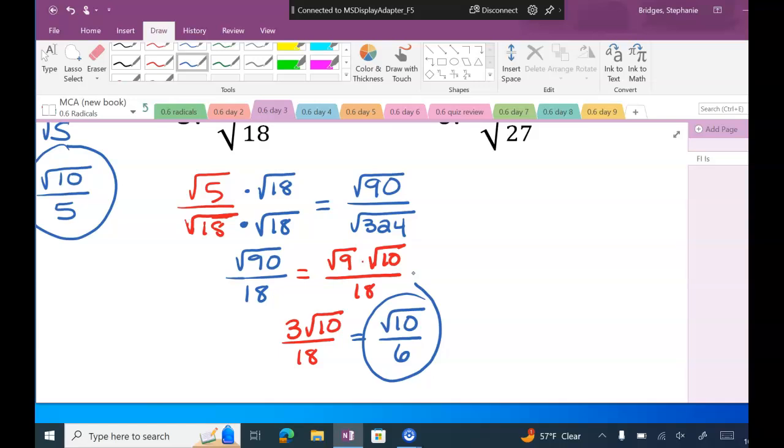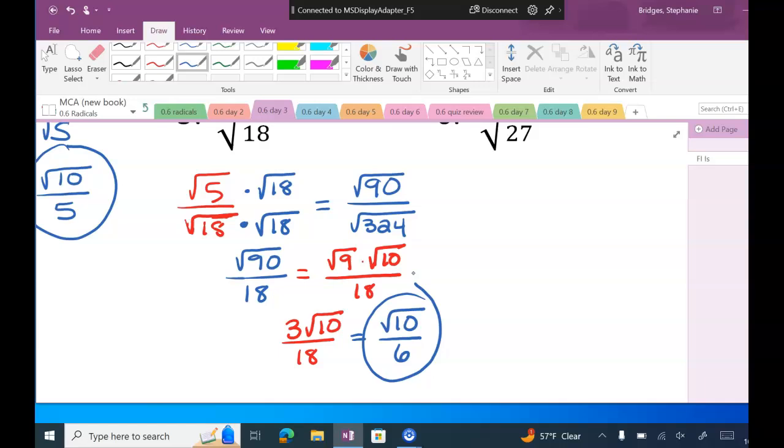3 times 1 is 3. Square root of 2 times square root of 2 is square root of 4. Square root of 4 turns to 2. That gives me the same answer, right? I just didn't have to deal with such large numbers. Does it make a little bit of sense?